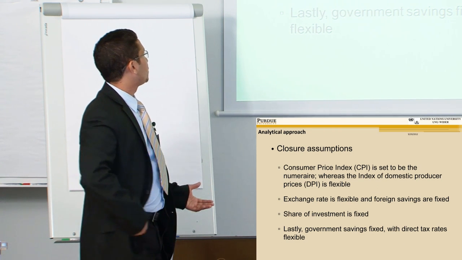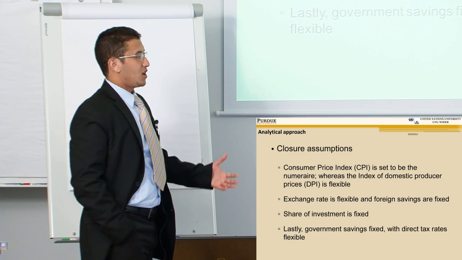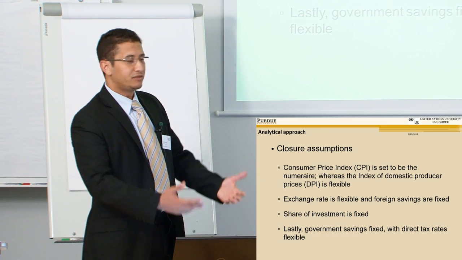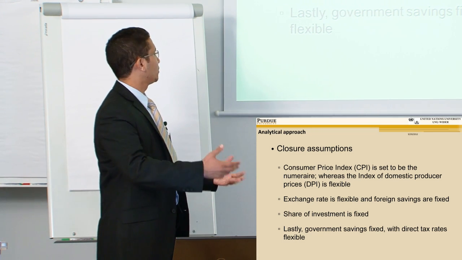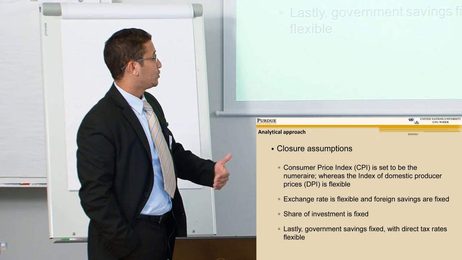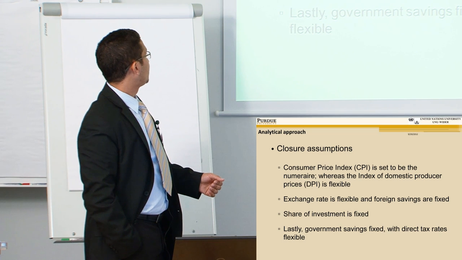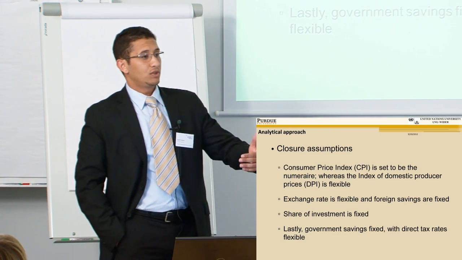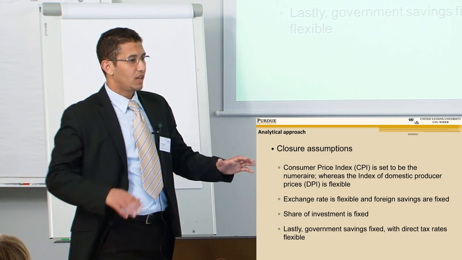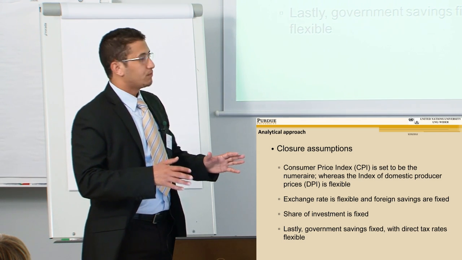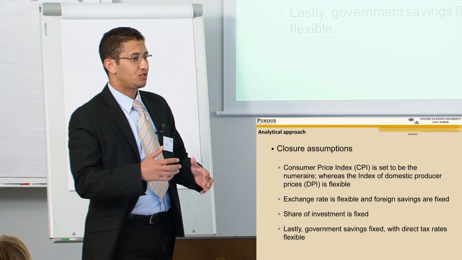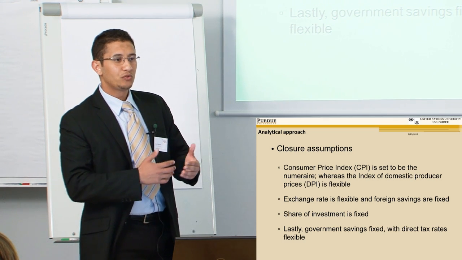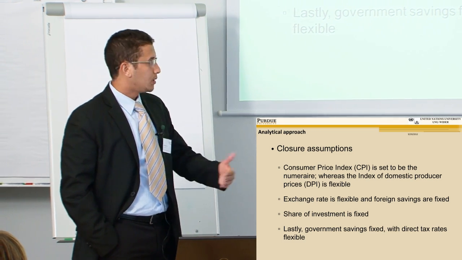So in terms of closure assumptions, we assume the consumer price index, which captures the price that consumers pay to buy food in the country, is the numeraire. That's the price with respect to which the model solves, so all prices are solved in relative terms. Exchange rate is flexible because we think that in the long term, although Morocco has a pretty controlled policy in terms of exchange rate, it's a fair assumption that the exchange rate will be allowed to fluctuate to allow for external shocks.